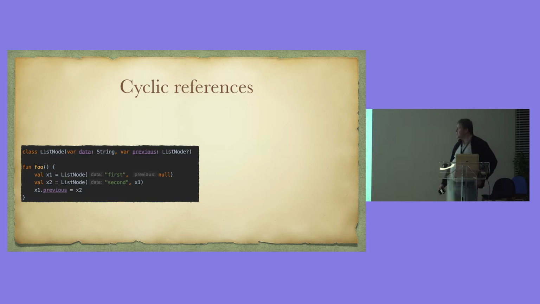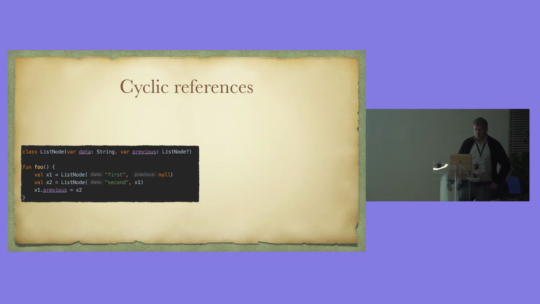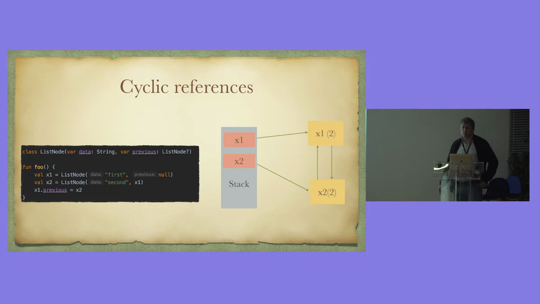So, cyclic references. The well-known problem with reference counting systems is the presence of cyclic structures, which we can see in this simple example. We have a linked list which has two fields, data and a pointer to the previous element. When we instantiate the first element, then the second element, we make this a cycle by assigning the previous element to x2. So as a result, we end up in the following layout for the runtime.